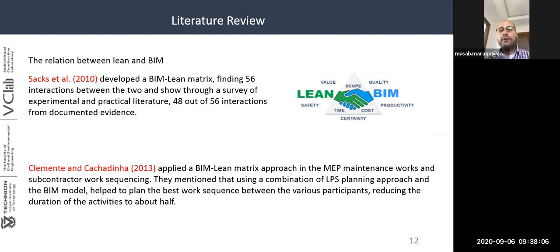Other studies concern the relation between Lean and BIM. According to Zax et al., he mentioned the relation between BIM and Lean by developing a matrix and finding 56 interactions between the two of them, 48 out of 56 interactions from documentation evidence. Clemente and Cahidania applied a BIM Lean matrix approach in the MEP maintenance works. They found that a combination between the Last Planner System and BIM plays an important role in reducing the duration of activities to about half.